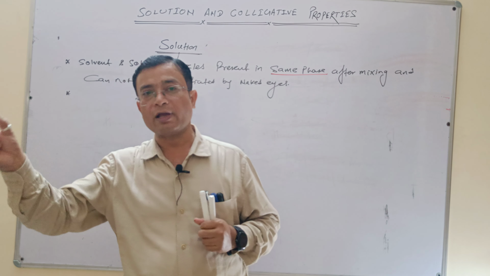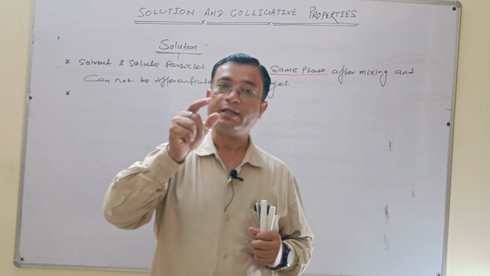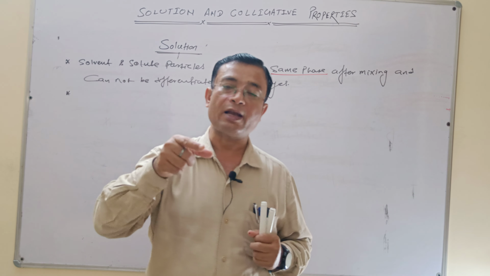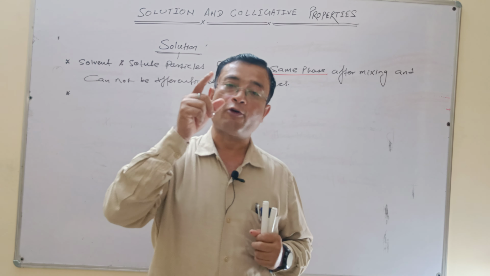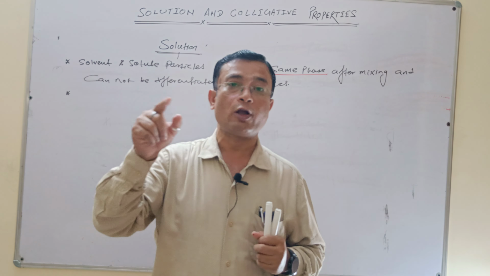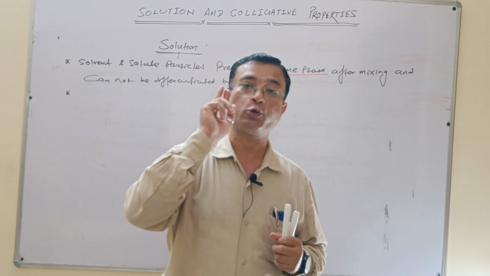Like when hydrogen and oxygen react, they form water. This is called as a chemical reaction. When nitrogen and hydrogen react chemically with each other, then it forms ammonia. This is the chemical reaction. So if chemical reaction is going on, then this is not called as the true solution.